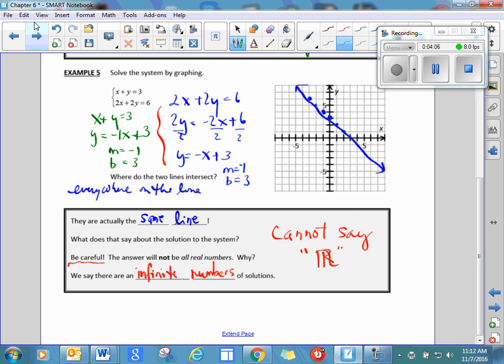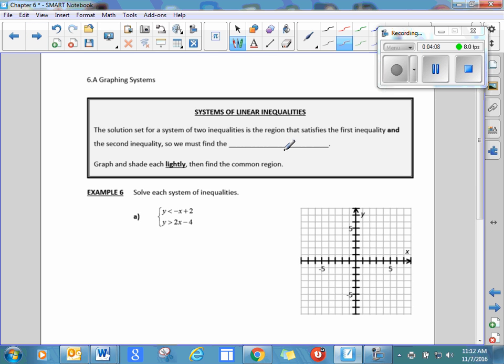So the next page, let's go on and do a little bit more on this video. A solution set for a system of two inequalities. Now we're talking about inequalities. So we've been dealing with equations, but now we go back to inequalities again. You might remember those. You might not want to remember those, but they are coming back to haunt us.